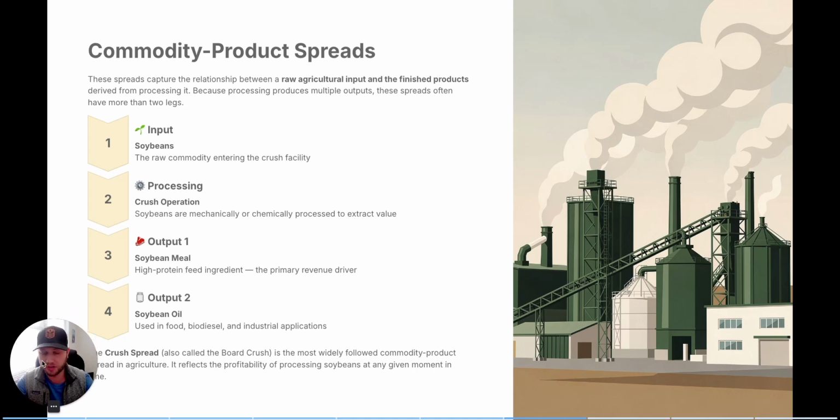If you've heard the crush spread, you've also probably heard it referred to as a board crush, which is one of the most widely followed commodity product spreads in agriculture. It really reflects the profitability of processing soybeans at any given moment, as it shows what the margin is for operating that. And again, it's something to track to see what the demand is and how the health is on that side of the industry.